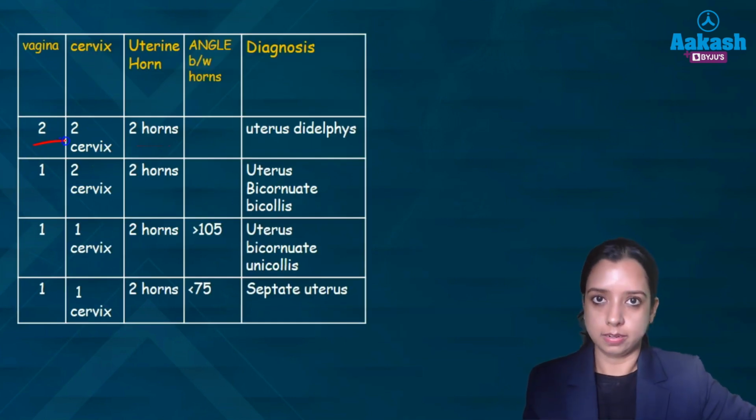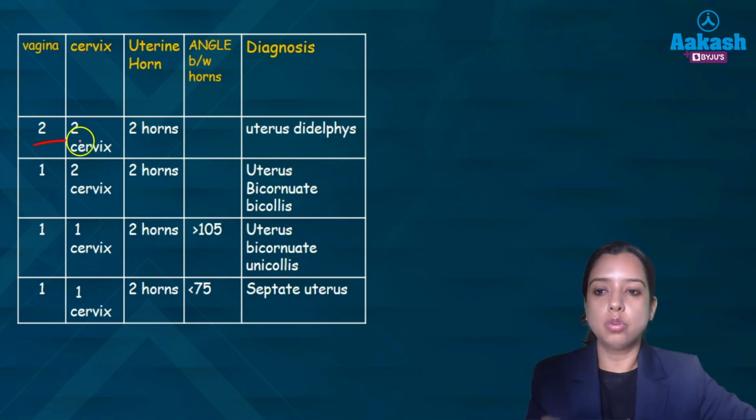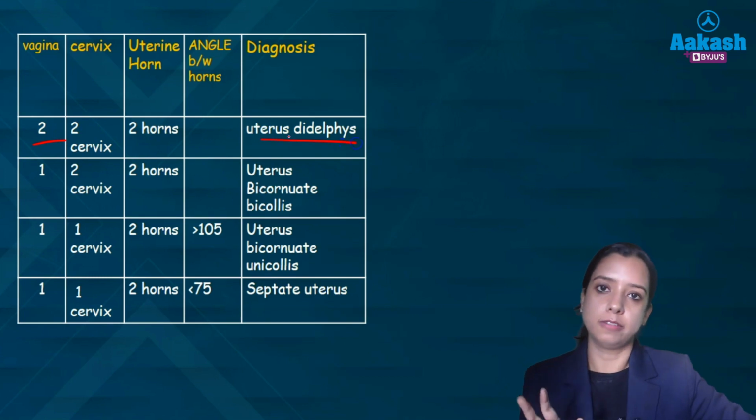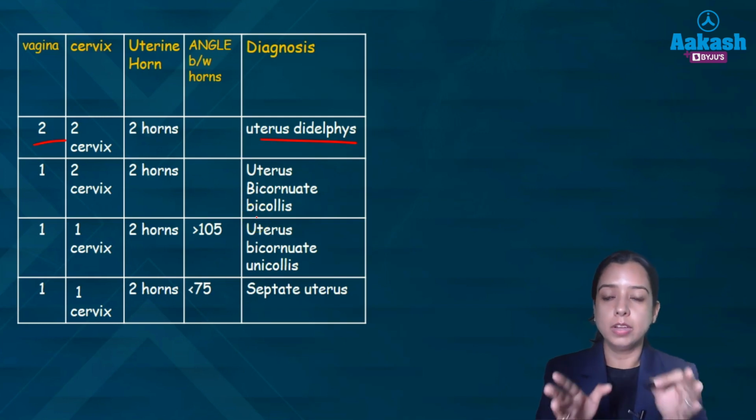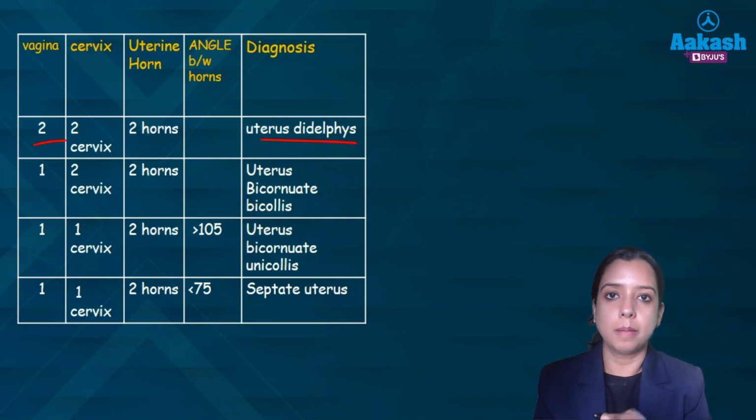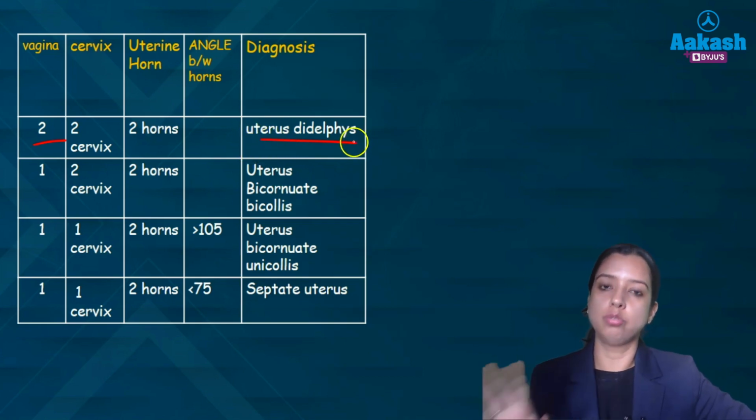So 2 vaginas. How will you know there are 2 vaginas? There will be 2 Leach-Wilkinson cannulas. 2 vaginas means uterus didelphys. Uterus didelphys is the one which has 2 vaginas. I understand that bicornuate uterus can also sometimes have a septate vagina, but see, examiners are not sitting there to make you so confused that you are not able to answer. They will not ask such rare presentations. 2 vaginas for you as an undergraduate is uterus didelphys.